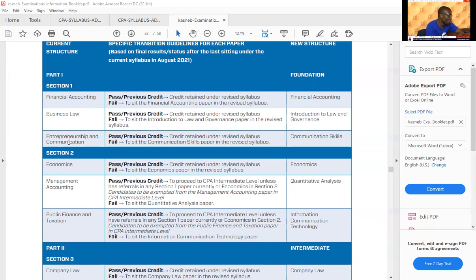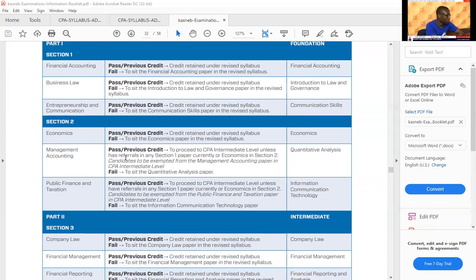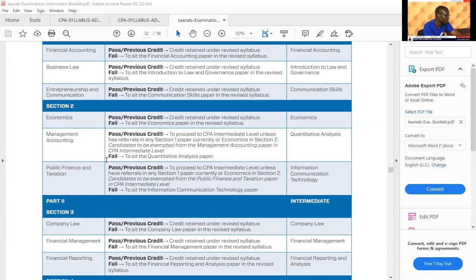Now, come to section 2. If you talk of section 2, assuming that you had passed economics, you're going to retain that credit. But in the event that you have failed economics, you'll have to redo economics, but under the new syllabus, under the revised content. Come to management accounting.